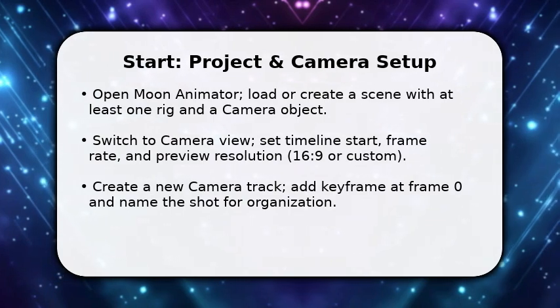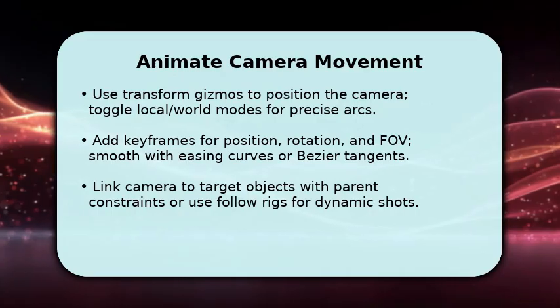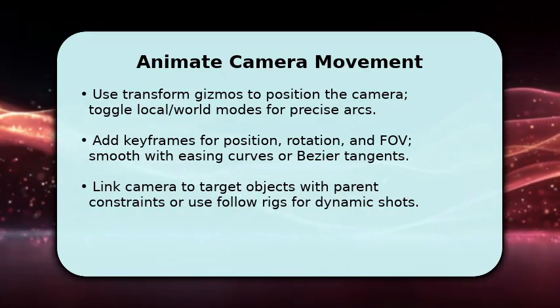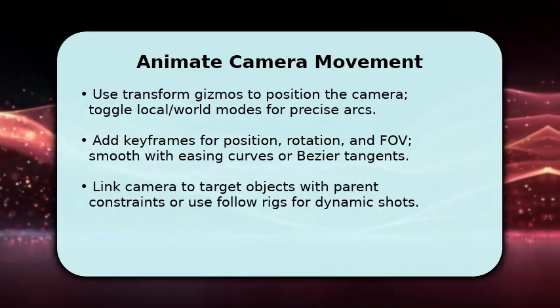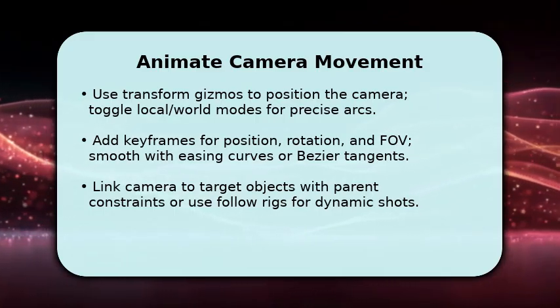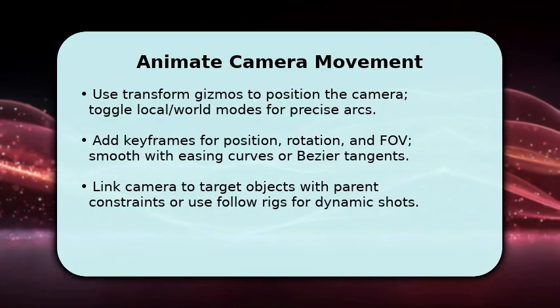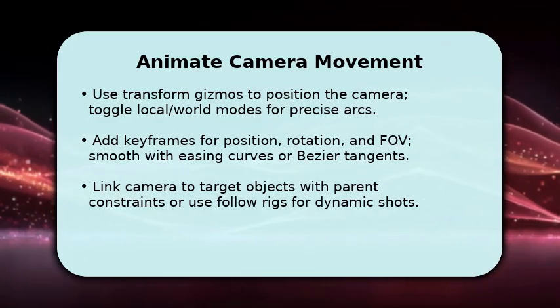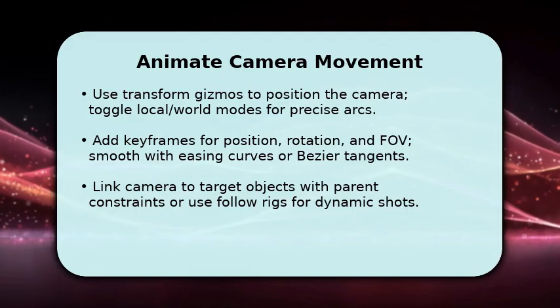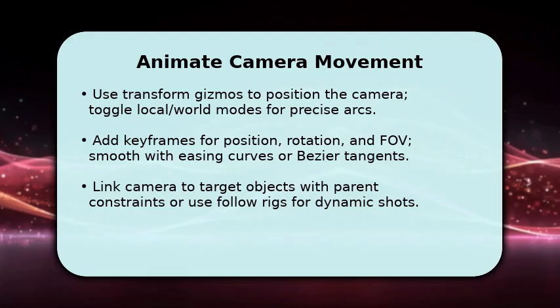Move the camera using the transform gizmos and choose local or world mode depending on the path you want. Local gives object relative arcs while world keeps global coordinates. Add keyframes for position, rotation, and FOV at important beats, and then smooth transitions with easing or Bezier tangents so movement feels intentional. If the shot follows an actor, parent the camera or use a follow rig.